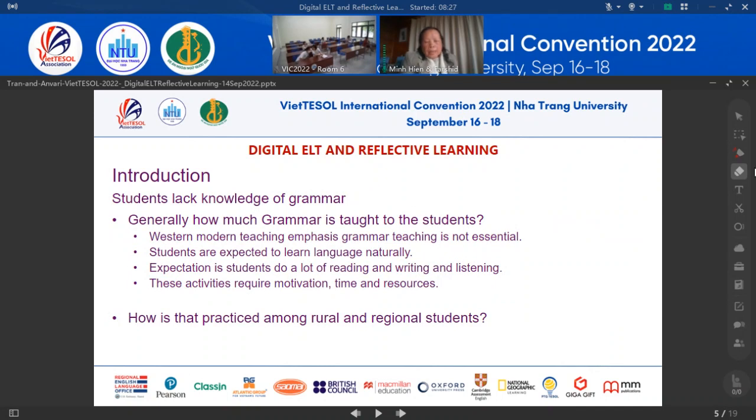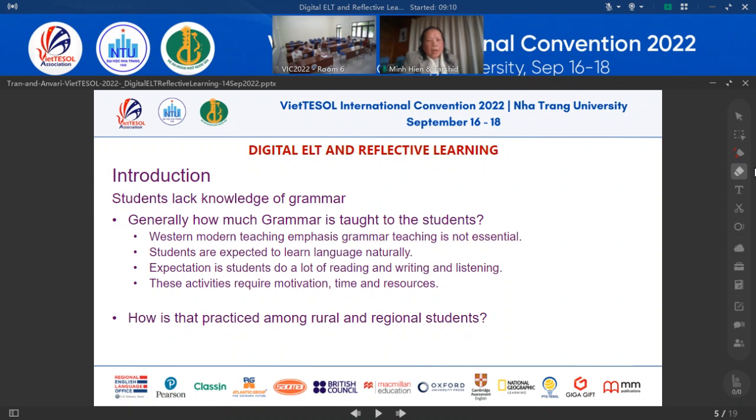One thing we noticed, having taught students at Quảng Nam University online for 5 years now, is that they also lack knowledge of grammar. Because they study English, they follow a Western teaching model, and Western model teaching emphasizes that grammar teaching is not essential. Teachers from English-speaking countries tend to expect students to learn language naturally. They expect students to read a lot, write a lot, and listen. And this activity needs motivation, time, and resources.